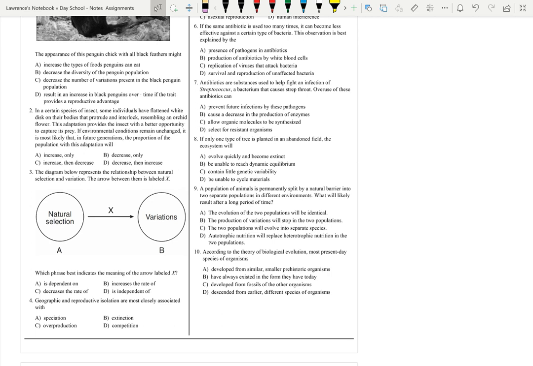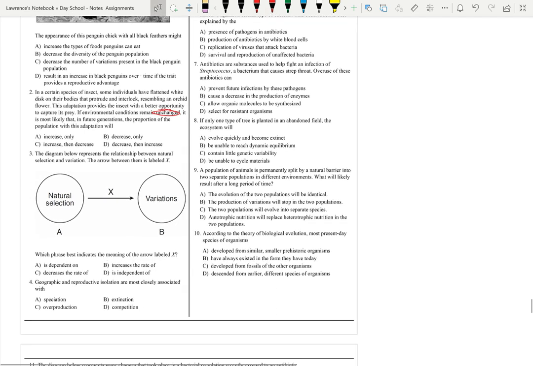If environmental conditions remain unchanged, so the environment's not changing, evolution is probably not going to happen, it's going to remain constant for a while, it is most likely that in future generations, the proportion of the population with this adaptation will increase only because the environment's not changing. If it said the environment stayed the same and then changed down the road, then it would be increase and possibly decrease. But the environment's not changing, that means it has to be A.